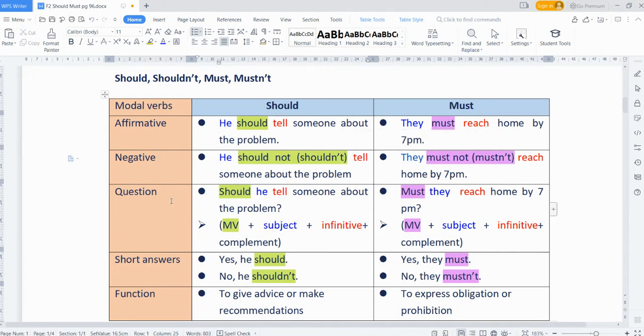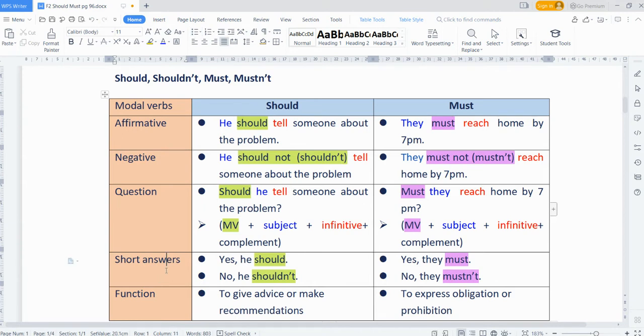Next we look at the question. How are we supposed to form a question when you want to use a modal verb like should? You need to start your question with a modal verb. The modal verb should be in front, followed by the subject of the sentence, and then the infinitive, and then the complement of the sentence. For example, should he tell someone about the problem? You compare the affirmative and the question, and you can see the change in the word order. We have the modal verb here, and then the subject, and then the infinitive, and then the complement, someone about the problem.